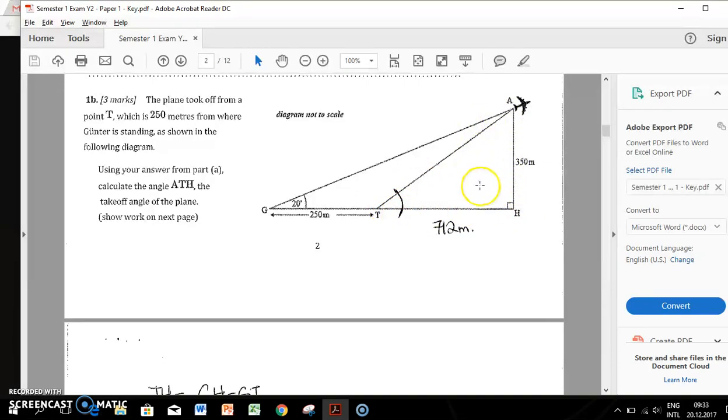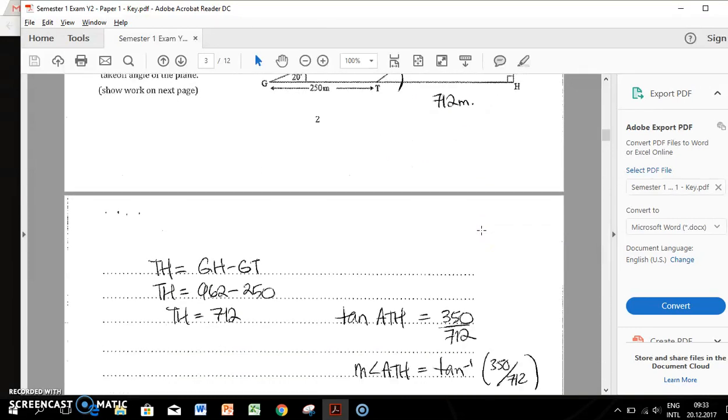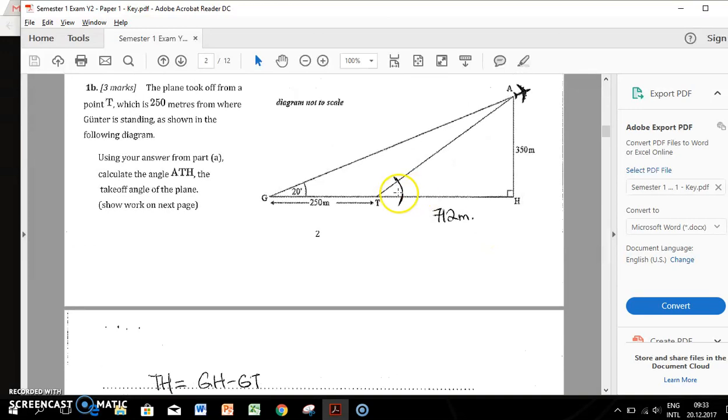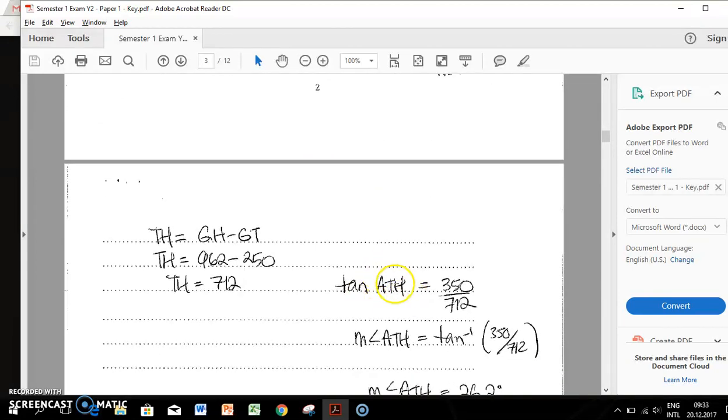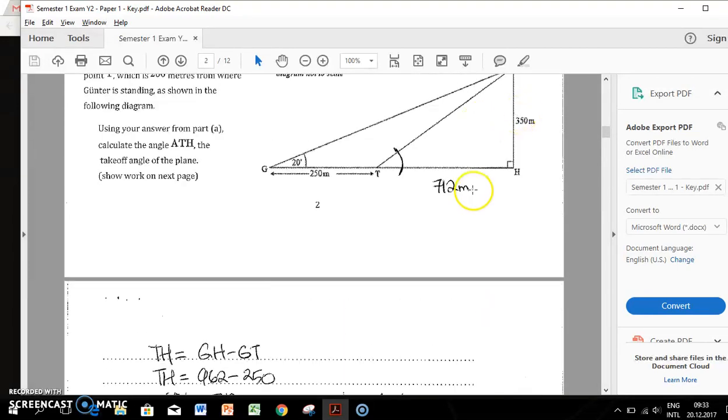So let's use trigonometry again. Let's look at what we have. Across from this angle, opposite, we still have 350. Adjacent, which means beside, we have 712. So again, we have tangent because it's opposite over adjacent. So I'm going to set up another tangent ratio. It's tangent of this angle. Last time we knew the angle, this time we don't know the angle. That's our goal. So I wrote tangent of angle ATH, which is now the unknown, is opposite 350 over adjacent 712. Okay, opposite over adjacent.